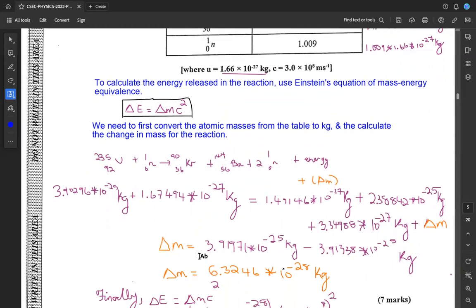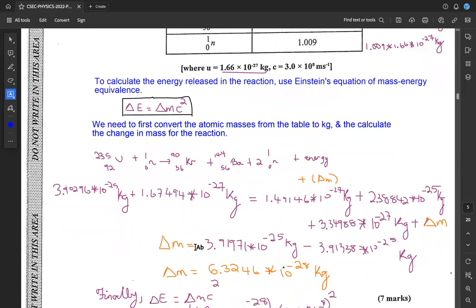And then I just do delta M is equal to this side, all of this, minus everything that was over here. And that gives me my delta M. And delta M comes out to be 6.3246 times 10 to the negative 28 kilograms.